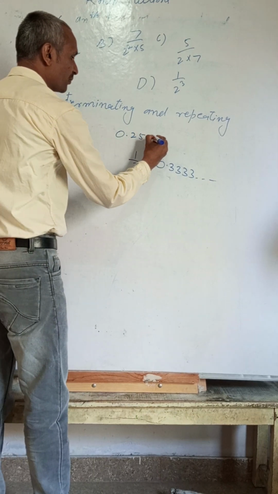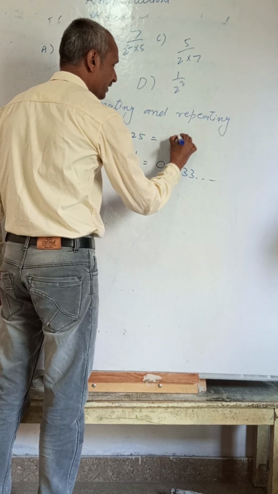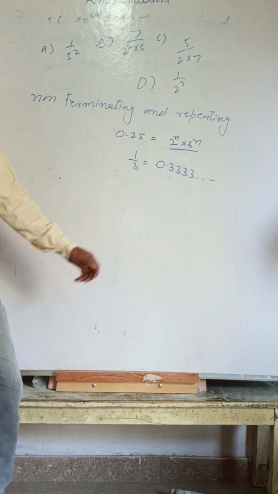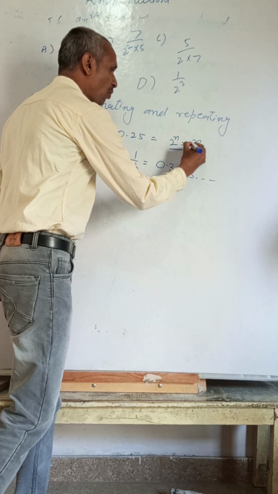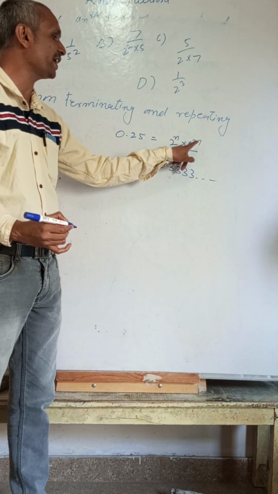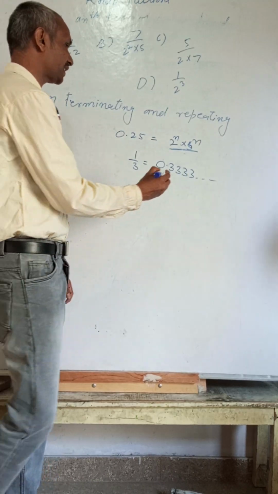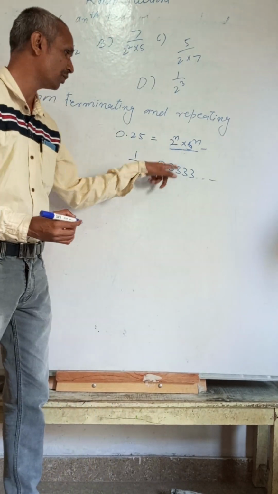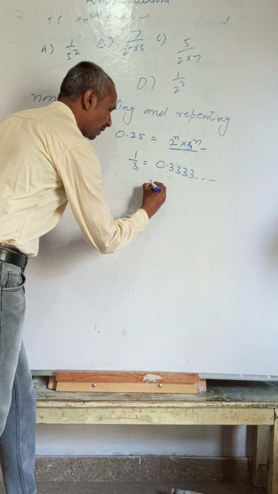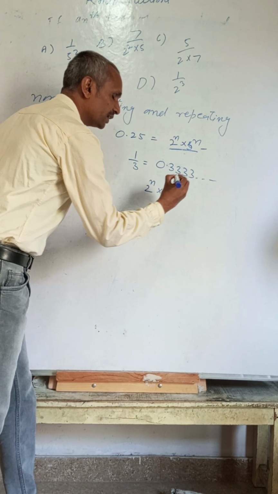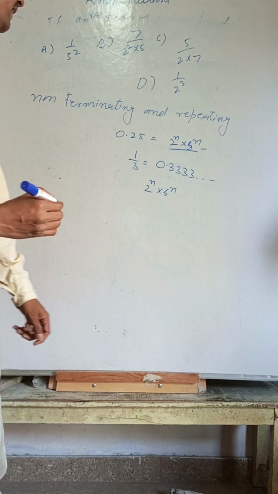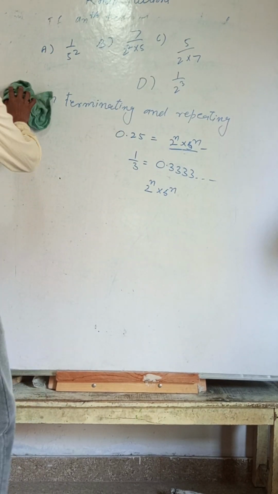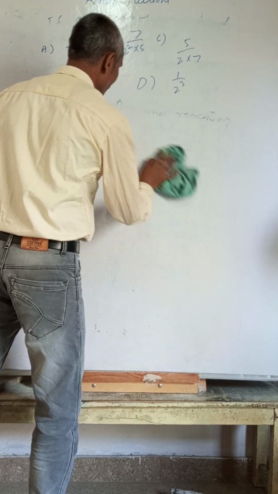If the denominator is in the form of 2 to the power n into 5 to the power n, those numbers are terminating numbers. If the denominator is not in the form 2 to the power n into 5 to the power n, then they are non-terminating repeating numbers. Now we check the same formula for these options.